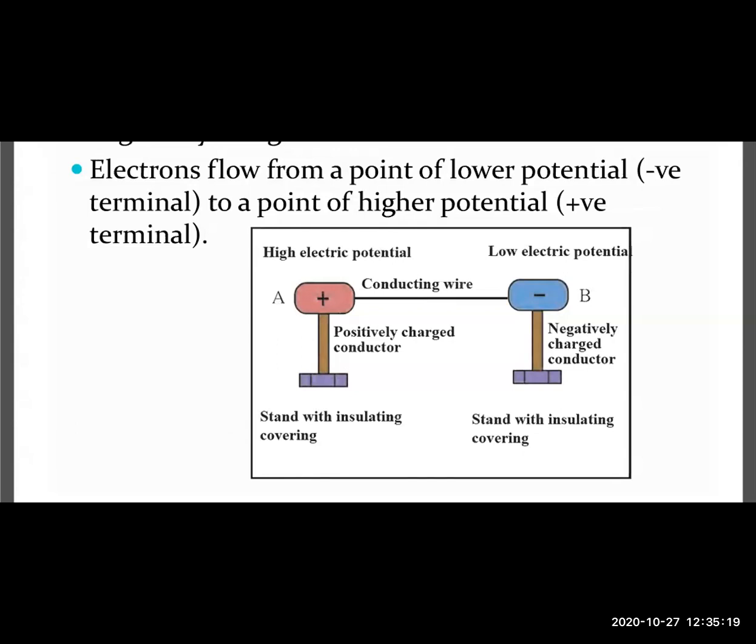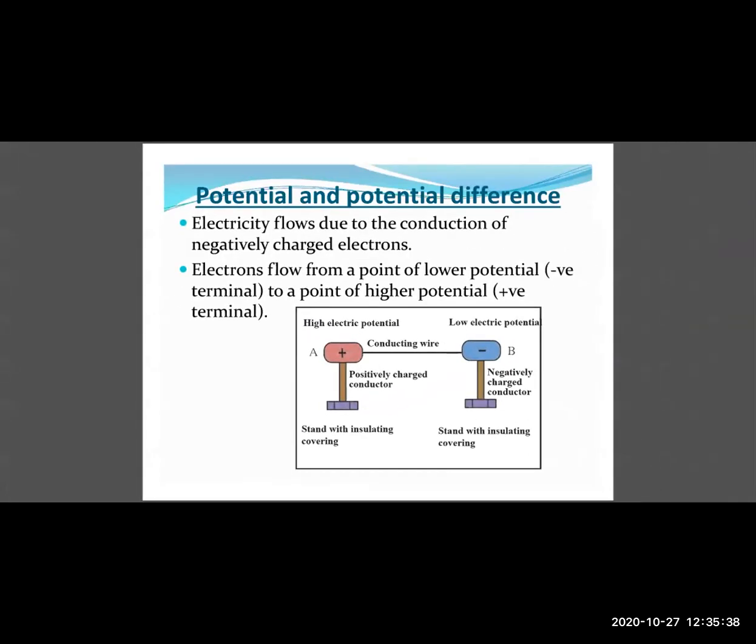Okay, so if you connect those two points, that is points A and B, meaning those two conductors, the positive and negative terminals, by a conducting wire, the electricity will flow from the positive terminal to the negative terminal. That means from a higher potential to a lower potential, right? So let us move on further.